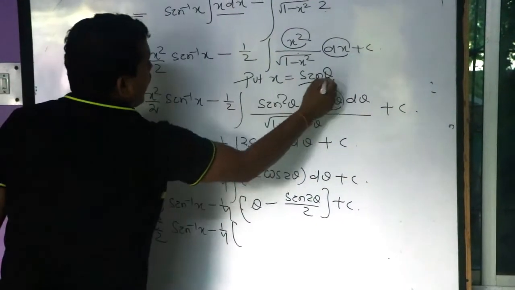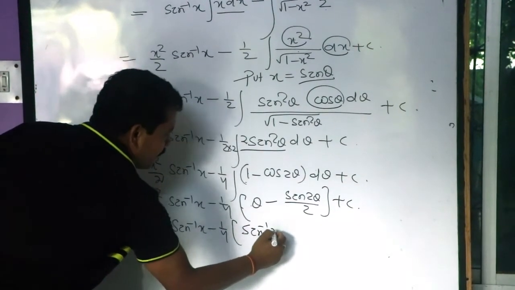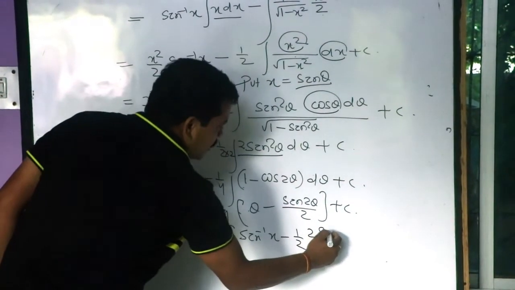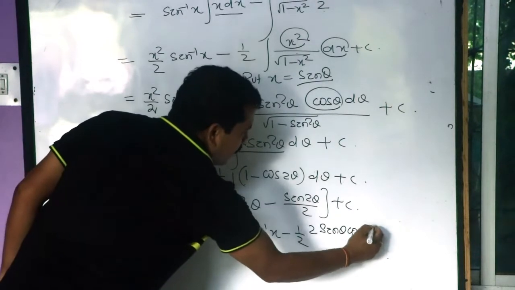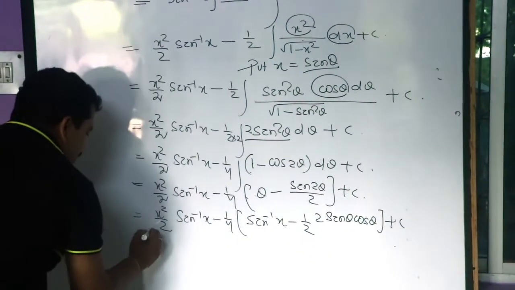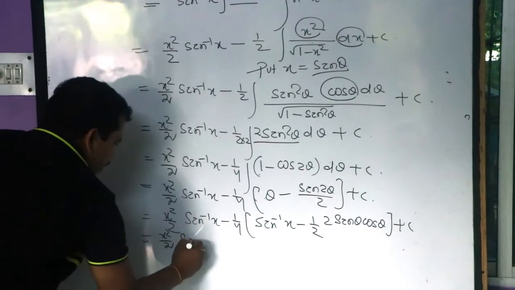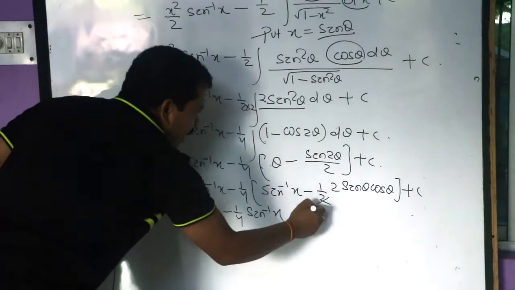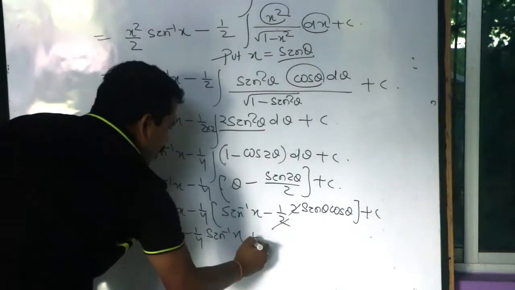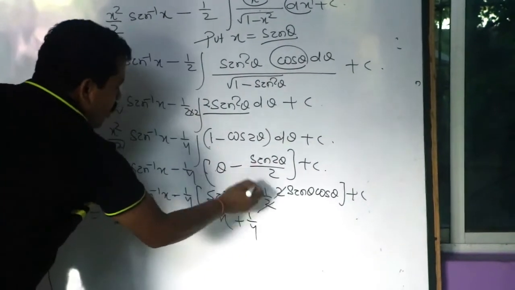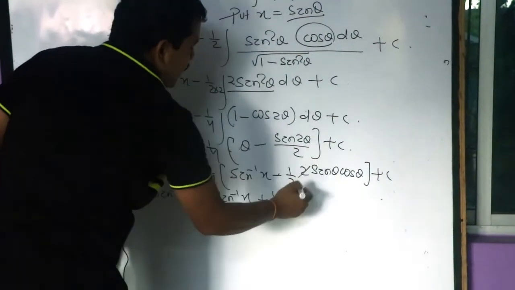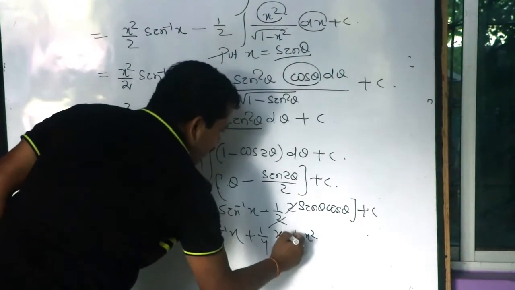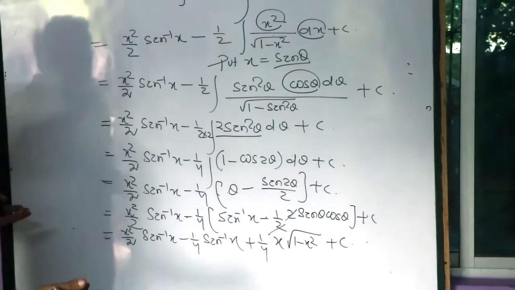Instead of theta, we can write theta as sin inverse x. Instead of sin 2 theta, we write 2 sin theta into cos theta plus c. That is equal to x square by 2 sin inverse x minus 1 by 4 sin inverse x. Here we cancel 2. That is equal to plus 1 by 4, because minus minus is plus 1 by 4. Instead of sin theta, we write x, and instead of cos theta, we write root over 1 minus x square plus c. That is the final answer.